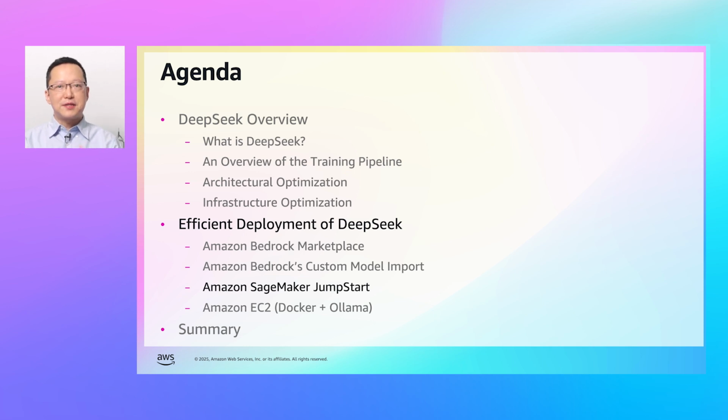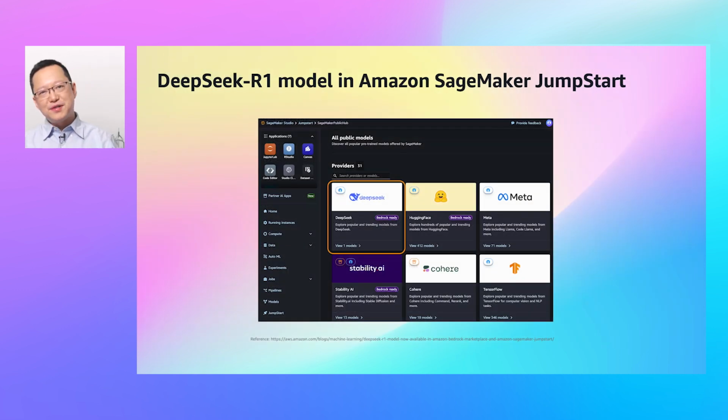Next, let's explore the third way to deploy DeepSeek models on AWS: using Amazon SageMaker JumpStart. Amazon SageMaker JumpStart is a machine learning hub that provides foundation models which can be deployed with just a few clicks. You can deploy DeepSeek models through SageMaker JumpStart using SageMaker Studio, the SageMaker AI console, or the SageMaker Python SDK as well.